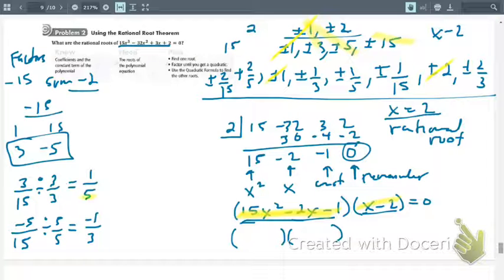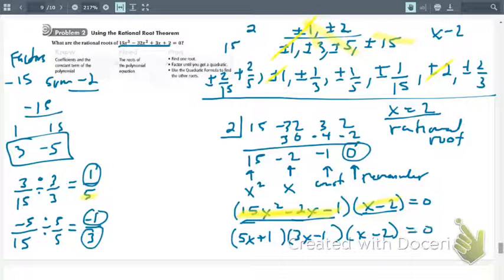We look at the denominator here. It's a 5. So the 5 gets paired with an x. So we're going to have 5x plus 1. And then we're going to have 3x minus 1. And then we have our x minus 2 equals 0. So now notice, all of these are linear. The next thing we're going to do is set them all equal to 0 and solve.